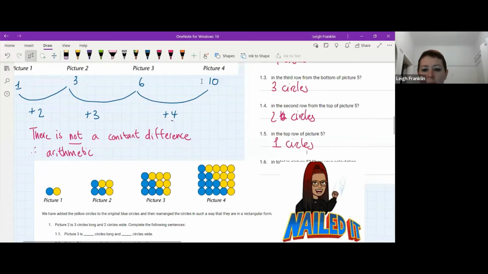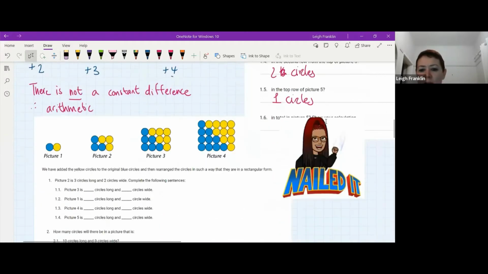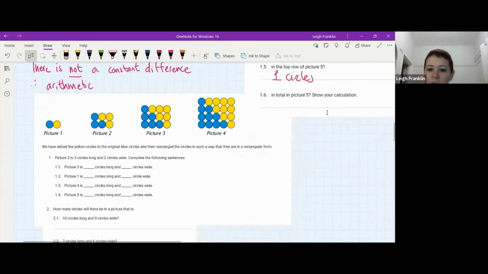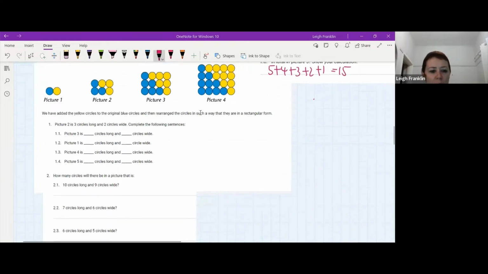Okay, and then that means that we were able to work out that there were, let's just get rid of the picture of the cat, sorry. How would we work out how many in total in picture 5? Well, we've actually already done that, haven't we? We would have done that by saying 5 plus 4 plus 3 plus 2 plus 1 to give us 15. Okay, good job, well done.